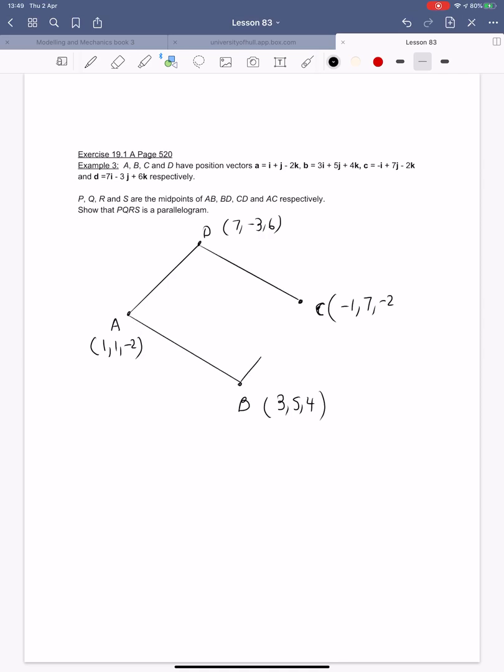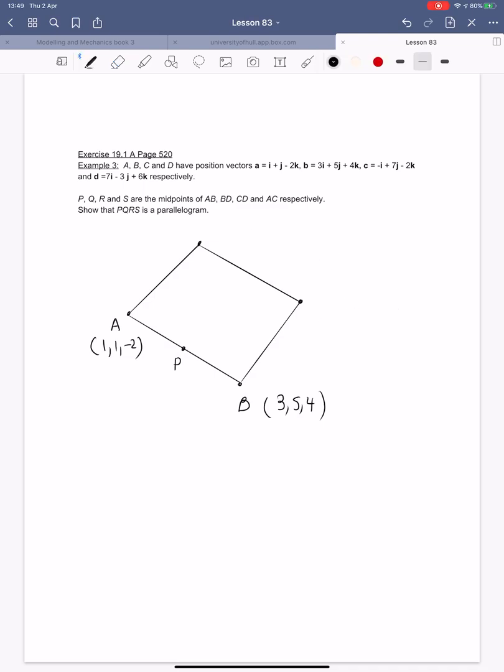Okay, notice I've gone round in anti-clockwise order. That's quite traditional to do. P, Q, R and S are the midpoints of AB. Q is the midpoint of B to D. How have they done this? Right, it's quite traditional to go around anti-clockwise, but they haven't done it this time.